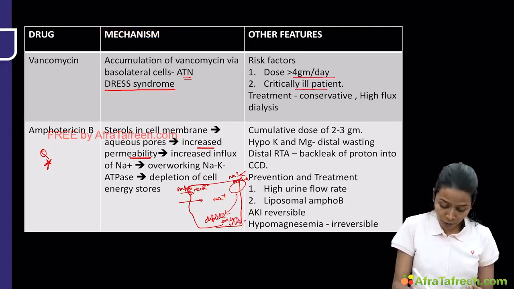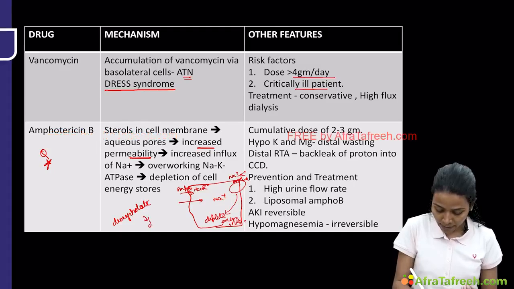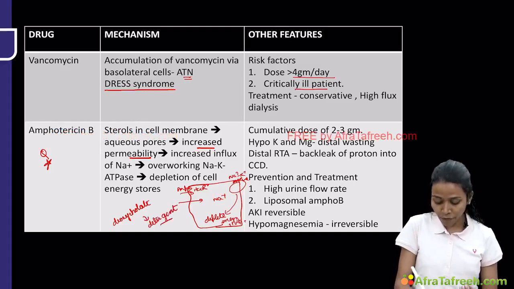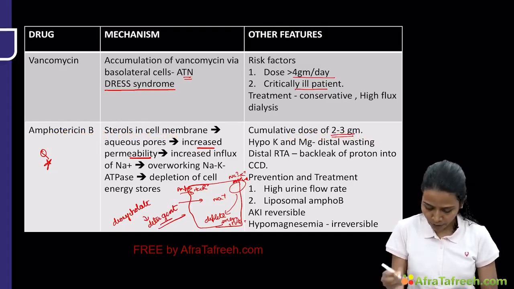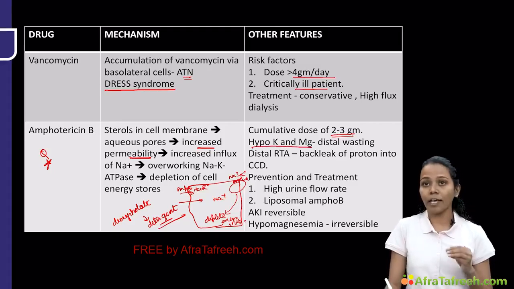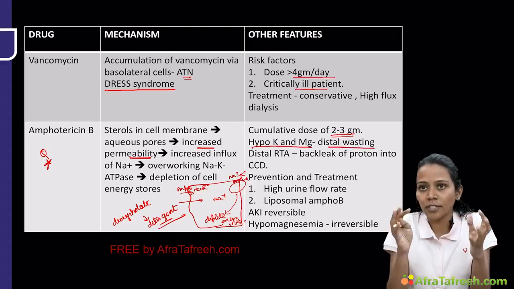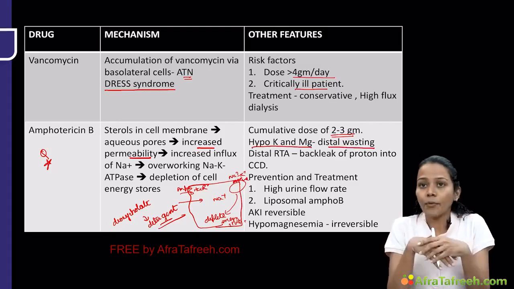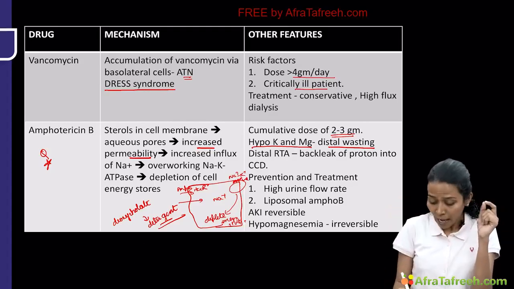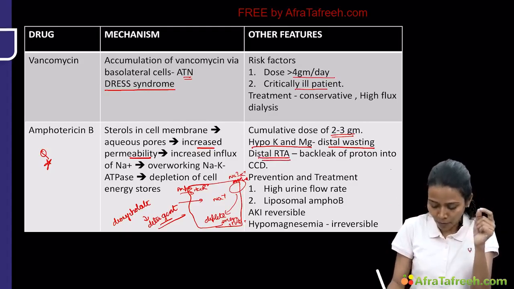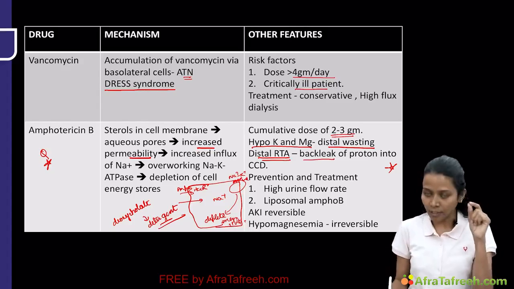And when the deoxycholate formulation is used, it acts as a detergent on the cell surface. So this will further worsen the AKI. Okay. Now, the cumulative dose is around 2 to 3 gram. When the 2 to 3 gram of cumulative dose is crossed, that is when nephrotoxicity is seen. Hypokalemia and hypomagnesemia can occur, like in aminoglycoside, because of distal wasting. Okay. And distal renal tubular acidosis happens because of a back leak mechanism. There is back leak of protons into the cortical collecting duct.